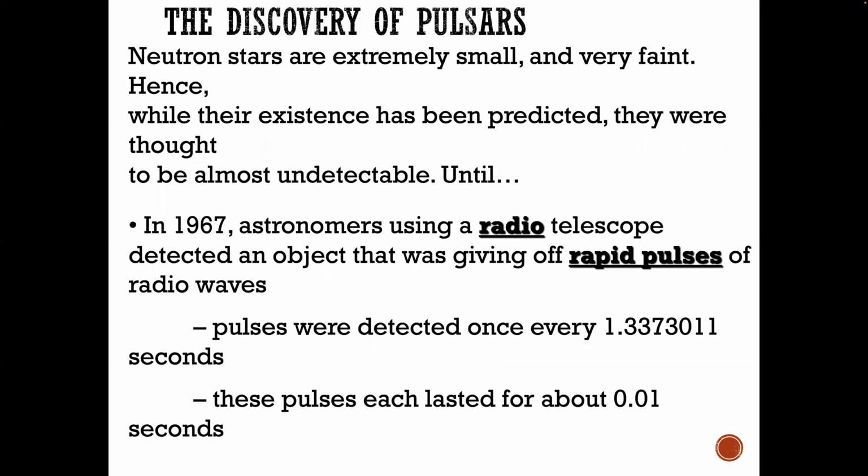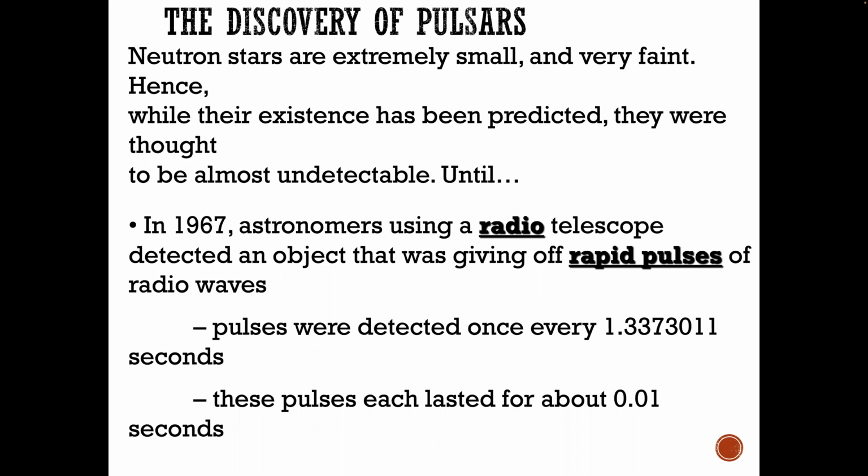Right. Now, these neutron stars are actually extremely small and faint objects. Because of that, their existence was debatable for a long time, because they are very hard to detect, right? And in 1967, there was an astronomer using a radio telescope, and he detected an object that was giving off radio pulses of radio waves, right?